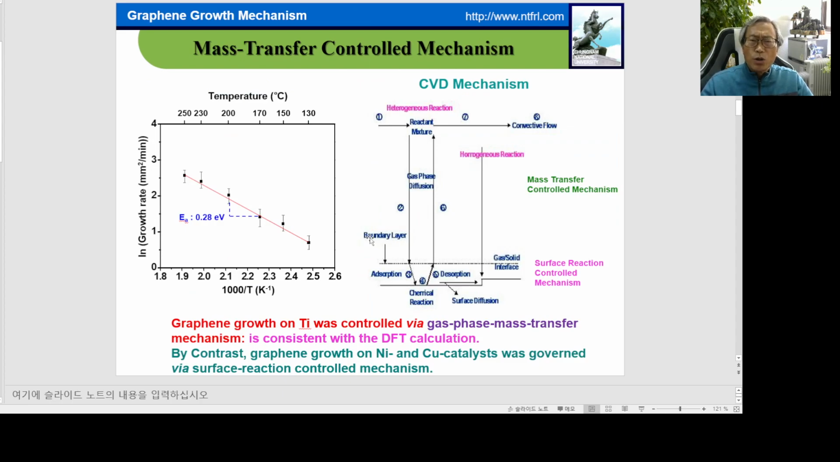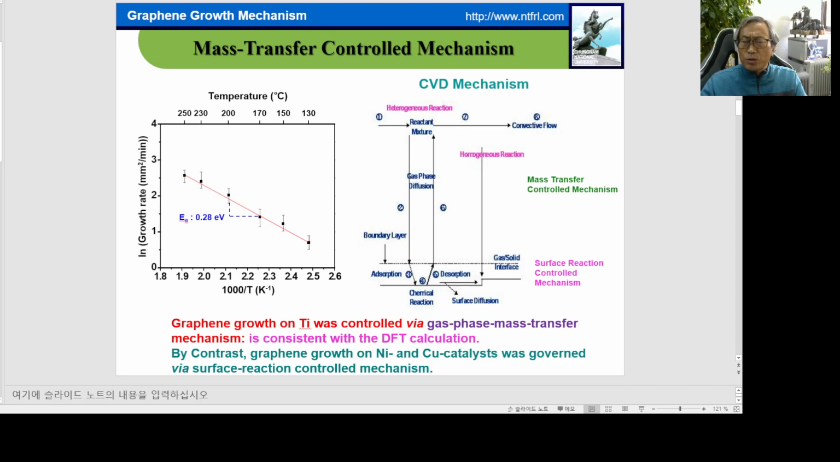First of all, we should know the growth mechanism of the graphene onto the titanium buffer layer. This is an Arrhenius plot for determining the activation energy of the graphene growth using the growth rate and growth temperature. We obtained an activation energy of 0.28 electron volt. This is very low compared with high temperature graphene growth onto copper and nickel catalytic metal.